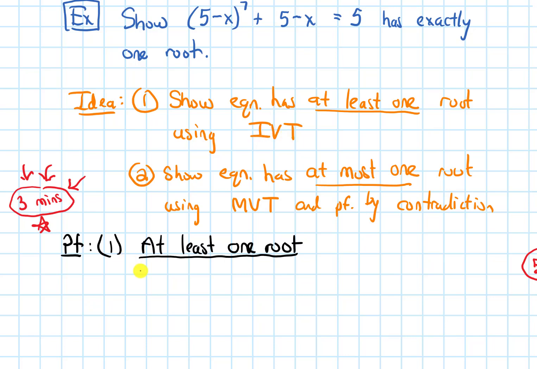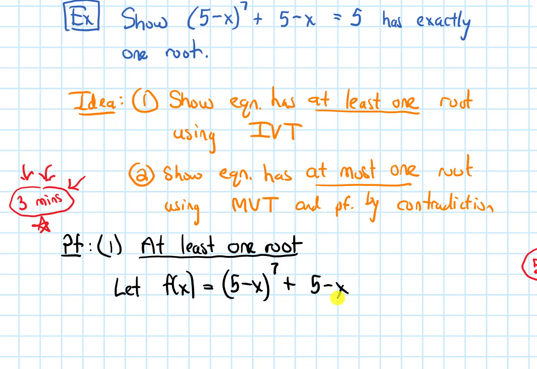Alrighty, so hopefully you did that. Let's talk about it together. So I'm going to start off by calling this whole thing on the left-hand side, where all my variables are, my function, f of x. So I'll let f of x be 5 minus x to the 7th power plus 5 minus x.